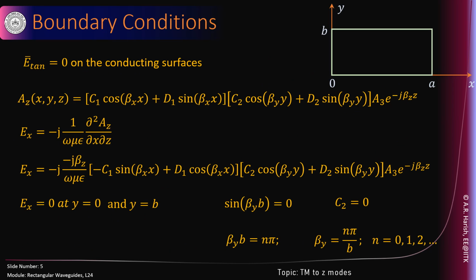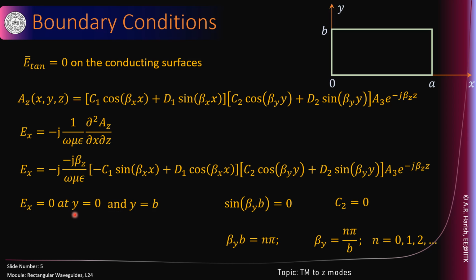For that, we have to calculate Ex. This time the equation is in terms of Az rather than Fz as in the previous case. So we know the equation for Az. Substitute in this, differentiate with respect to x and z. You get a result here and force the boundary condition at y equal to 0 and y equal to b, because Ex goes to 0 at y equal to 0 and y equal to b.